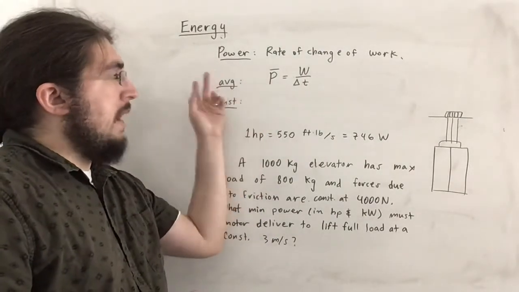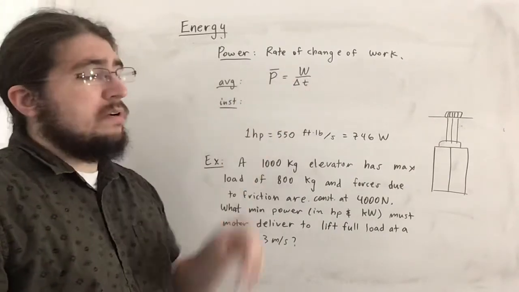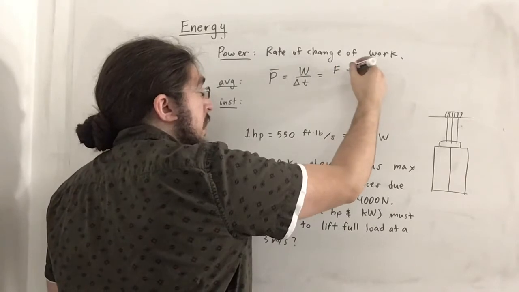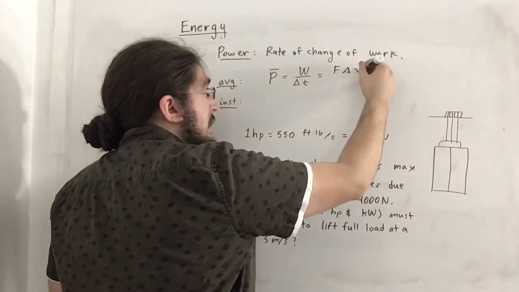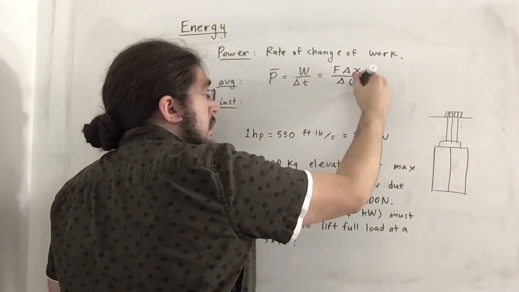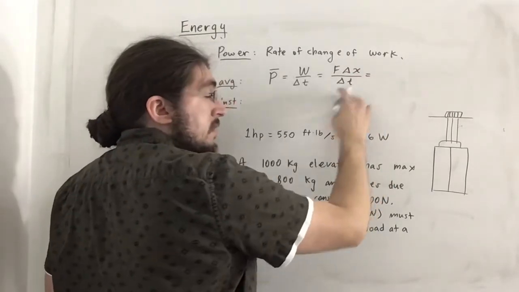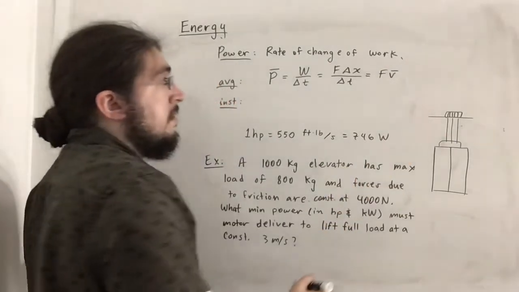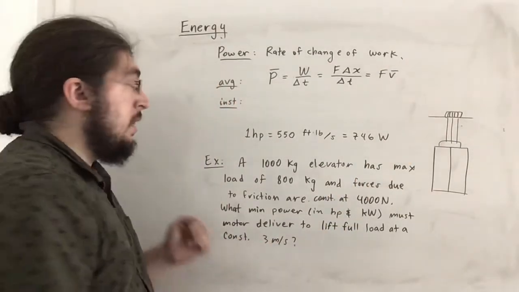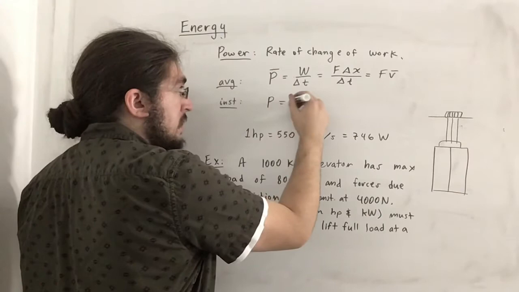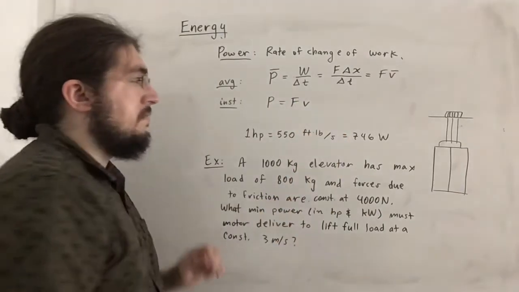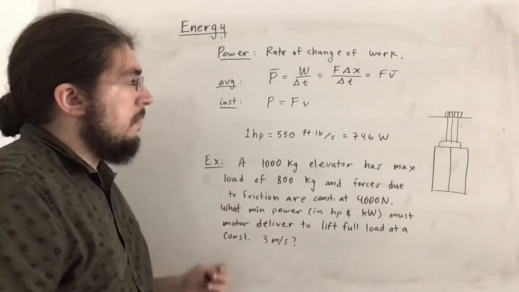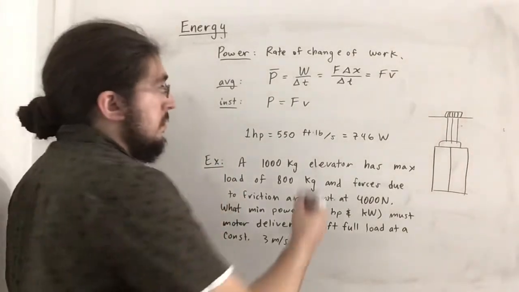So power, average power, so P bar, is work over change in time. Now notice, since work is, let's call it, F times delta x, this is pretty interesting because notice delta x over delta t is just velocity. So you can think of this as force times average velocity. And for instantaneous power, we just say P is equal to force times velocity. Fantastic.